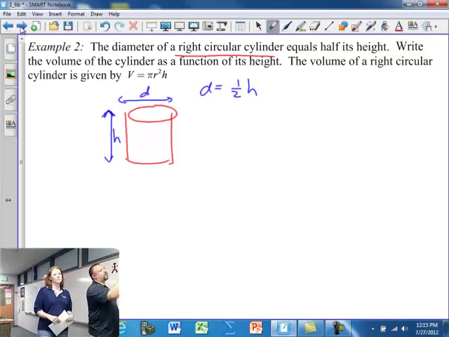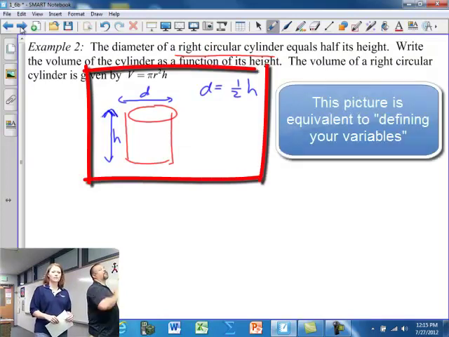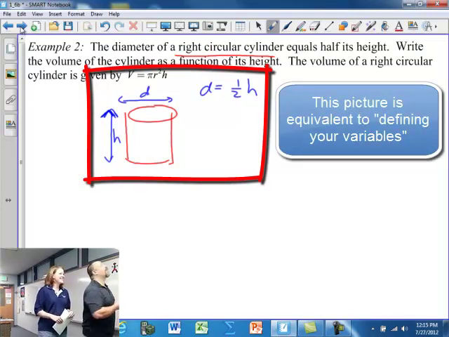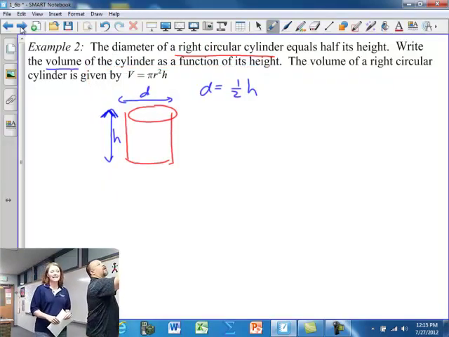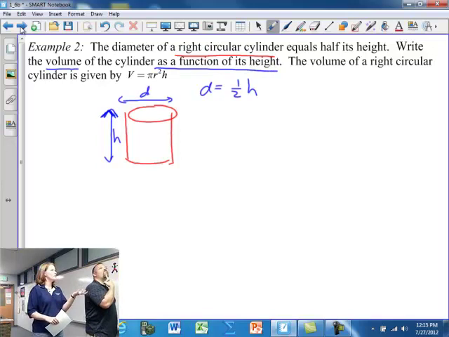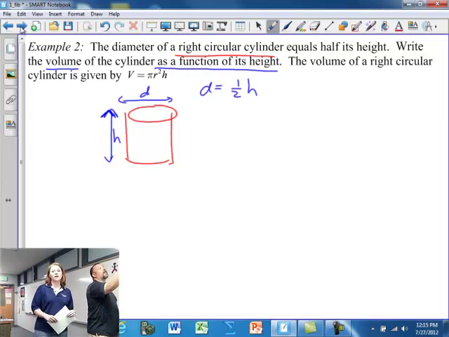So obviously, sometimes with word problems, a picture is helpful, a diagram is helpful. I like to say, when in doubt, write it out. That rhymes. I know. That's why I say it. Okay, we're going to write the volume of the cylinder as a function of its height. So we've given you the volume formula: volume equals pi r squared h.